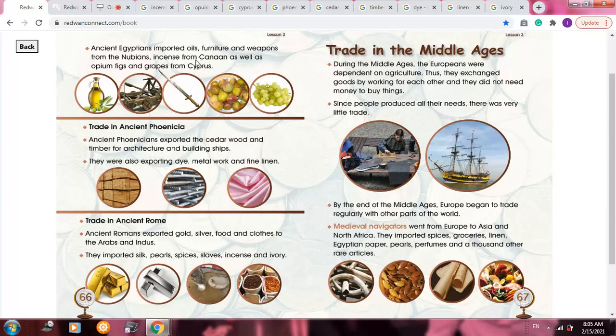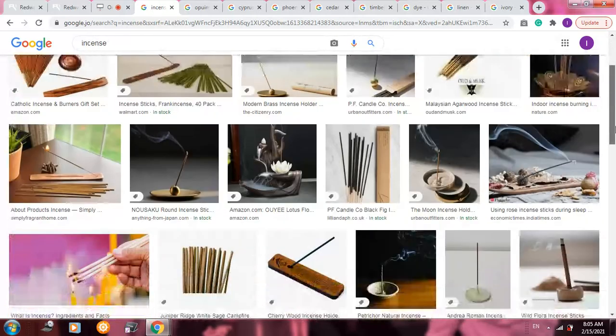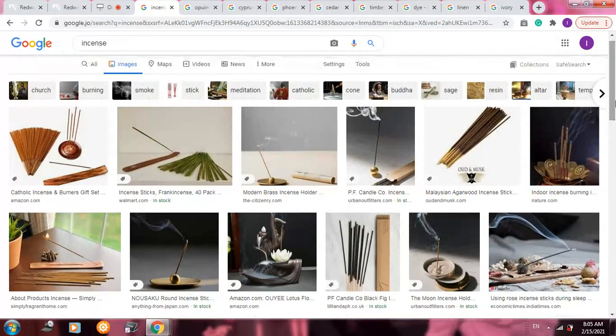Incense from Canaan. Now, the incense means something like perfume. Let me show it to you. Okay, this is the incense. It makes a nice perfume in the house, what we call, I think, bakhur. This is it. Okay, so where did they import it from? They imported it from Canaan.